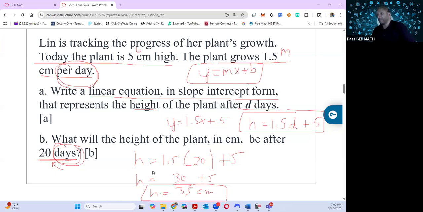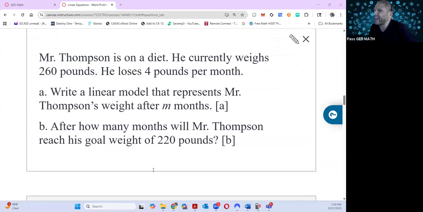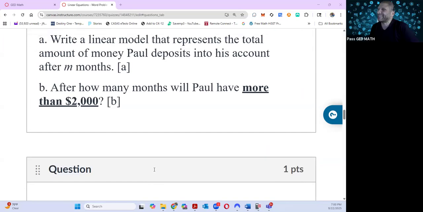Let's try one more because it's 7 o'clock. One more. Oh, I like this one. This is lovely. But I'm gonna stay with that one. Yeah, I'll stay with that one.